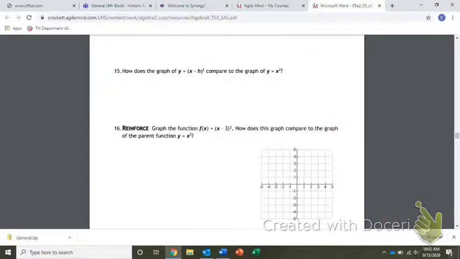All right, number 16. Graph the function f of x equals x minus 3 squared. How does this graph compare to the parent function of y equals x squared? So I want you to sketch me a graph on your paper of y equals x squared. Looks something like this.